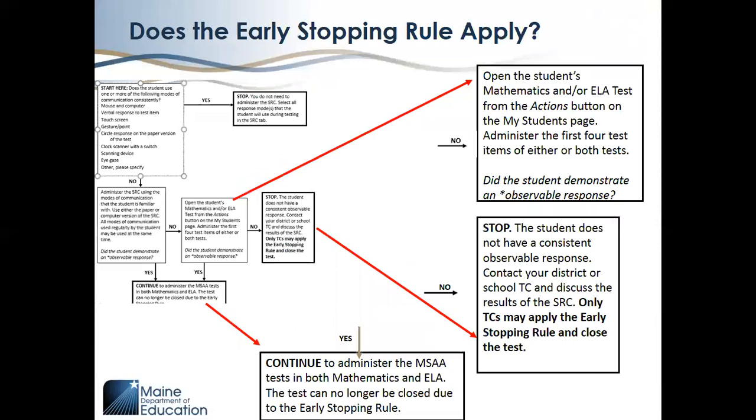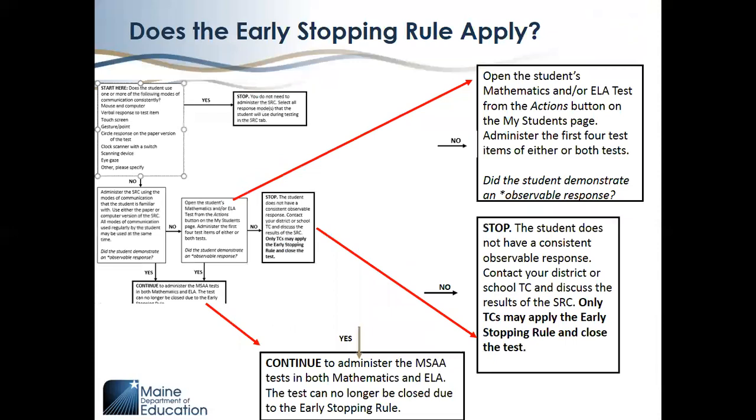If a student is unable to give an observable response when you administer the first 4 items of either math or ELA, stop. The TC may close both tests. If a student does not give an observable response, continue through both ELA.